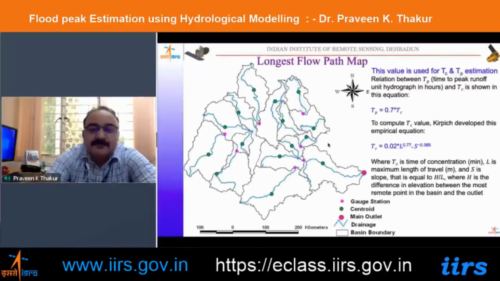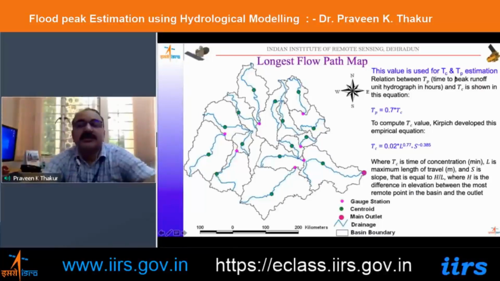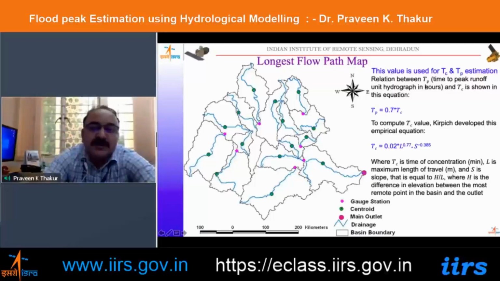And then you calculate the longest flow path. This longest flow path is a very handy tool because it is used to calculate the time to peak runoff, which is related to time of concentration. Time of concentration is nothing but how much time it will take for the water from the farthest point in the river system to reach the outlet. This is done at each sub watershed level. So once I know this longest flow length L, and I can correlate it with the slope, I can calculate the Tc. Doing and calculating these parameters manually is difficult, so that is why these GIS tools are very handy.